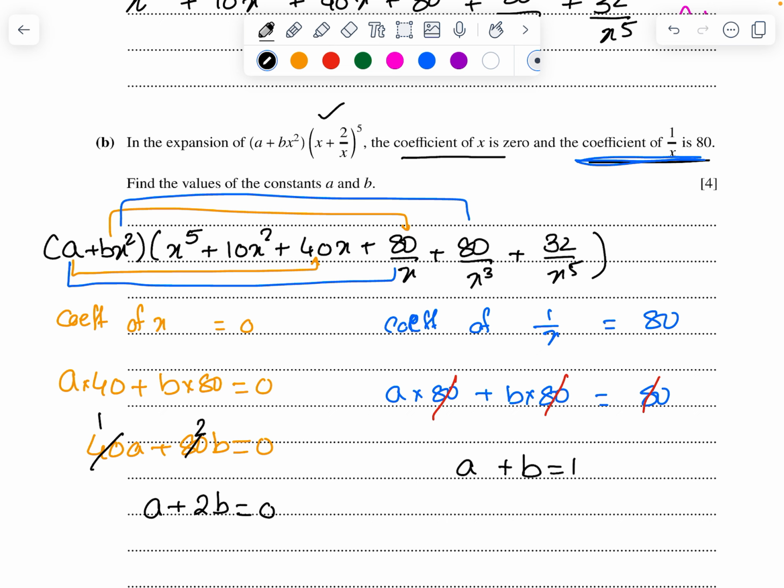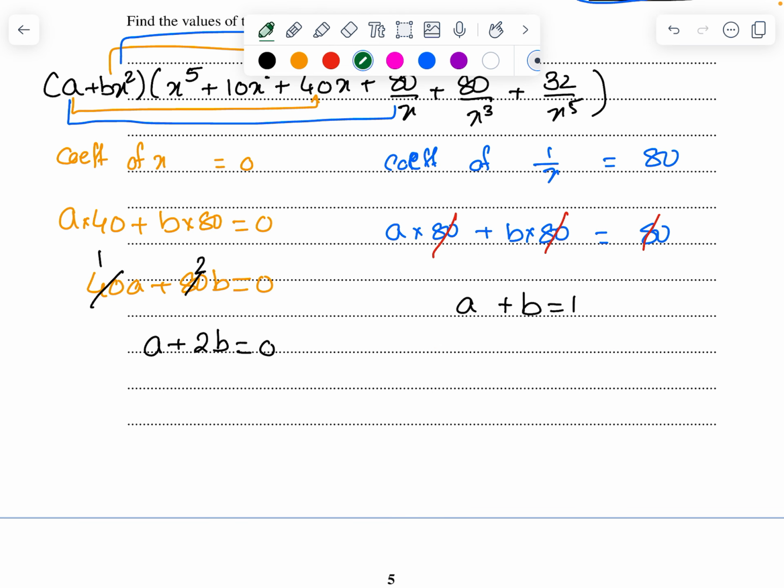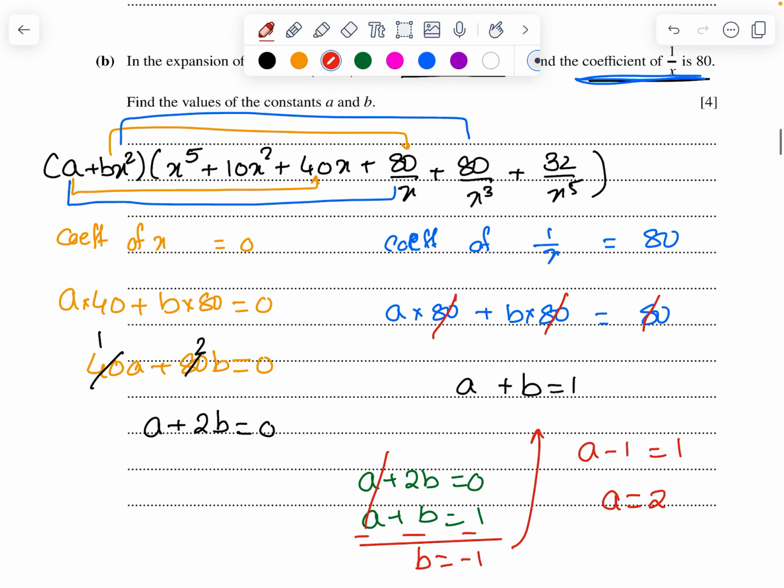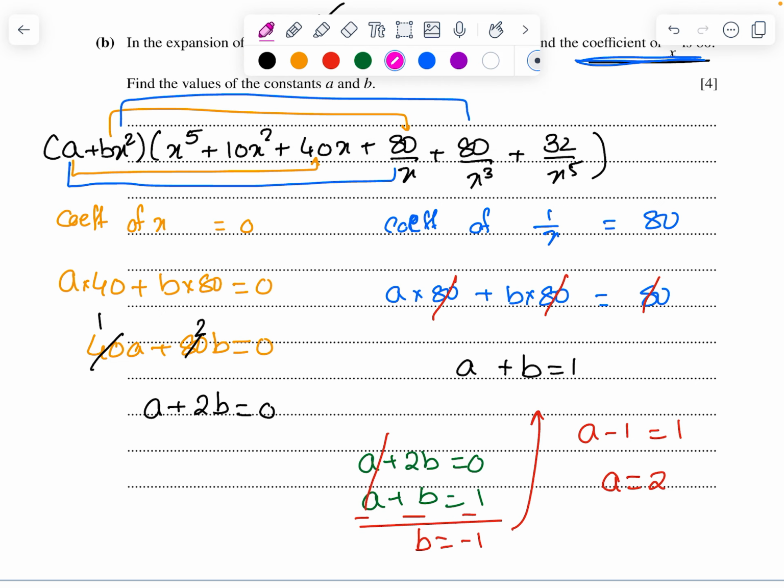A plus 2b equals to 0. A plus b equals to 1. Now solve them. A plus 2b equals to 0. A plus b equals to 1. Minus, minus, minus. Then b equals to negative 1. Plug in b equals to negative 1. So a minus 1 equals to 1. So a equals to 2. So I get it out, A value and b value. It's a 4 marks question. So method mark for this, and accuracy mark for A and accuracy mark for B.